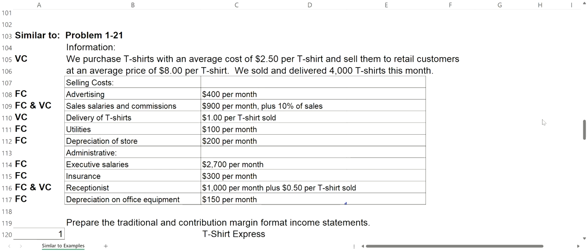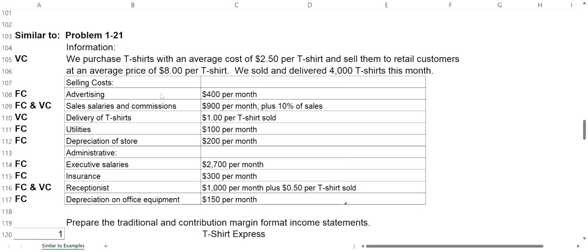We purchase t-shirts with an average cost of $2.50 per t-shirt. Then we resell them to our retail customers at an average price of $8 per t-shirt. We sold and delivered 4,000 t-shirts this month.